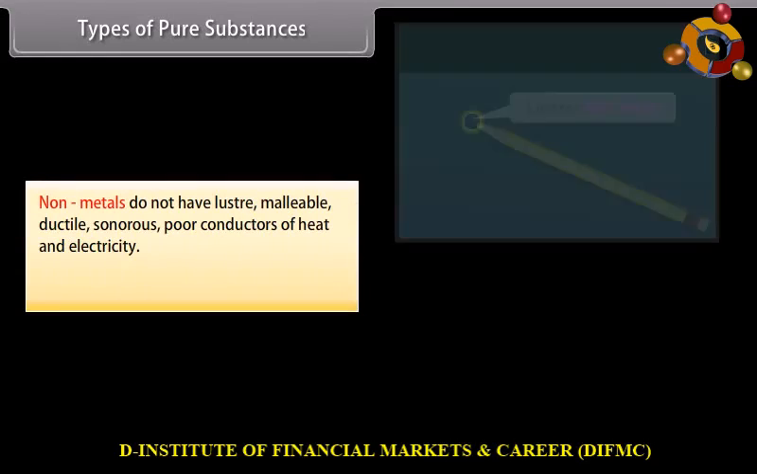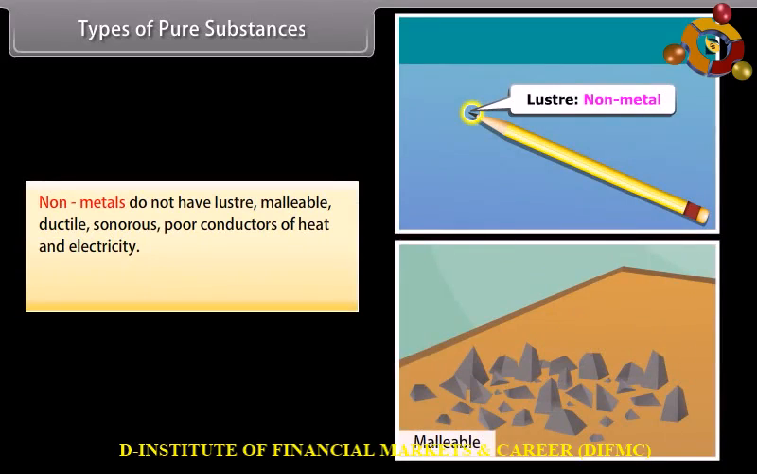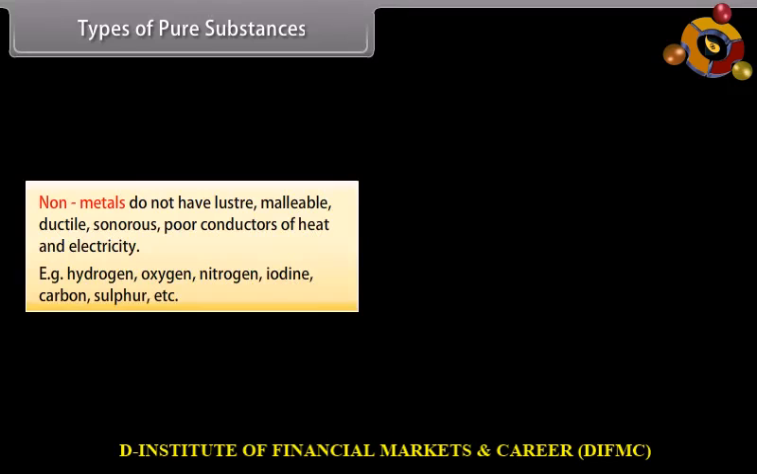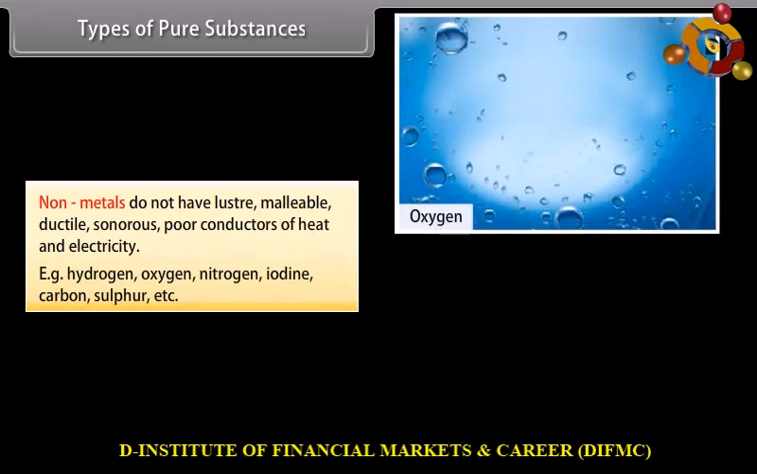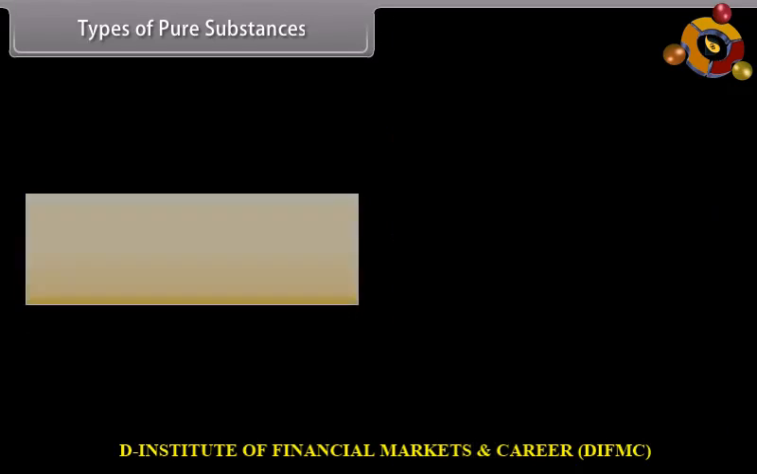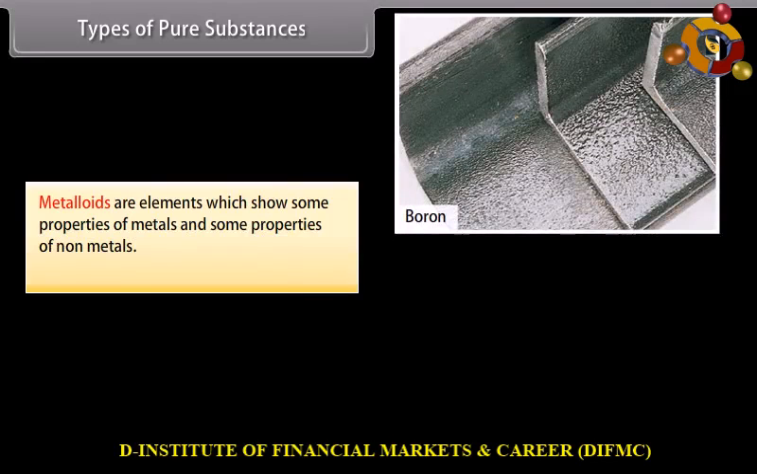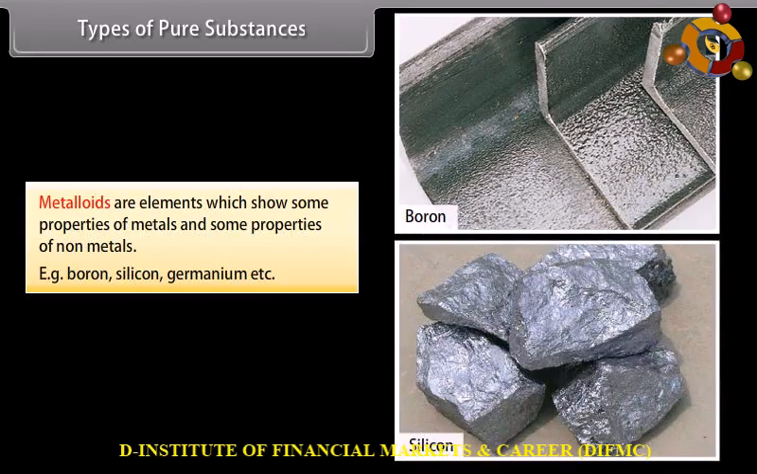Non-metals do not have luster, malleability, ductility, or sonorousness, and are poor conductors of heat and electricity. For example, hydrogen, oxygen, nitrogen, iodine, carbon, sulfur, etc. Metalloids. Metalloids are elements which show some properties of metals and some properties of non-metals, like boron, silicon, germanium, etc.